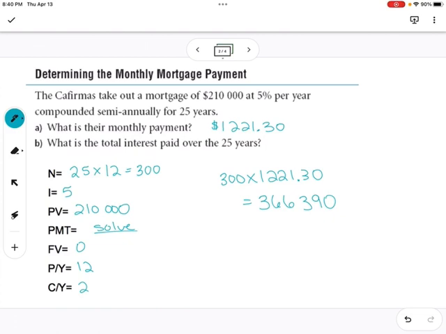So the total interest is going to be that amount subtract what the initial mortgage that we took out is. So the 366,390 minus the 210,000, we are left with $156,390, and that's the interest that we're paying over the 25 years.